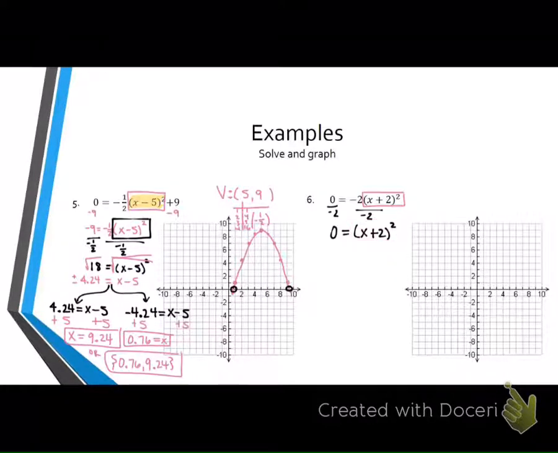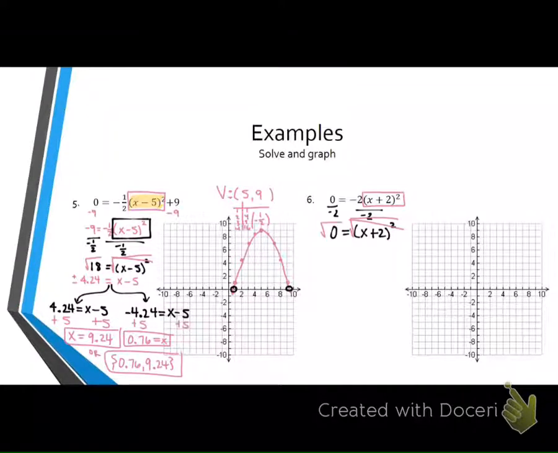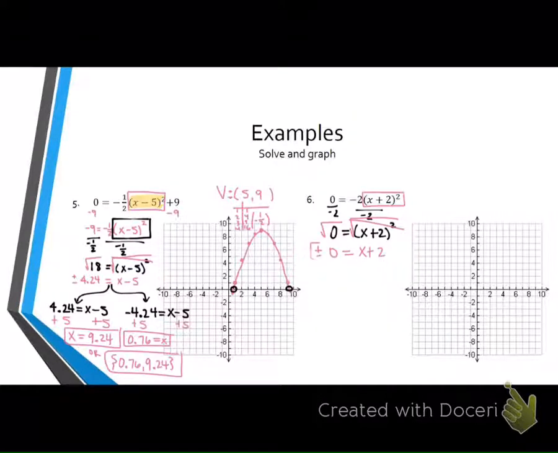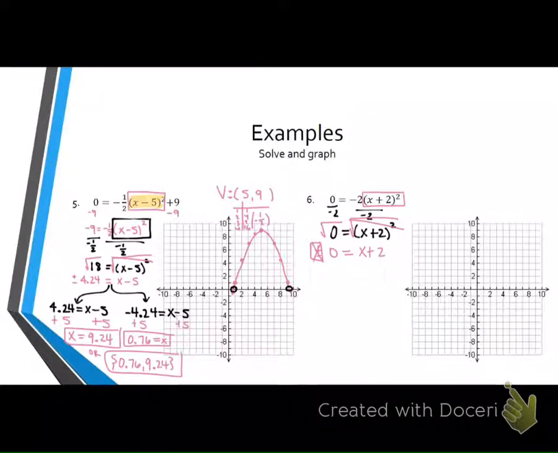So now we can use the square root to undo something that's being squared. And what is the square root of 0? 0. Can 0 be positive or negative? No. That's weird. So we only have our one equation to solve, which means that what is happening here?